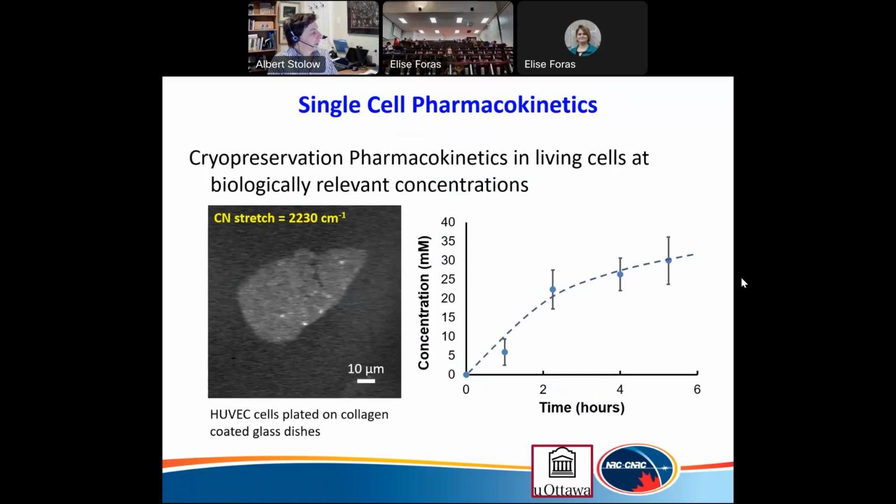What this showed is that we can track the concentration inside the cell as a function of time. And this shows that their cryopreservation drug does indeed go inside the cell. It takes some hours, but it does go in. This is a plot of the concentration of the drug inside the cell as a function of time. So that's a demonstration of what can be done when you have this enhanced sensitivity and contrast from chirp modulation.